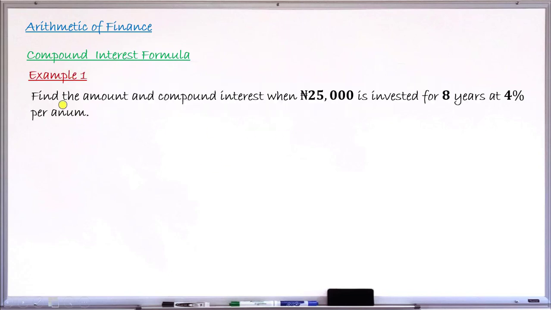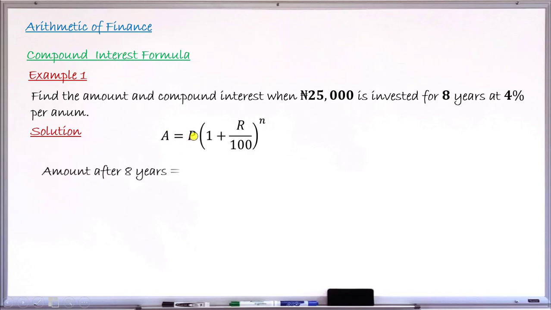Example number 1 says: find the amount and the compound interest when 25,000 naira is invested for 8 years at 4% per annum compound interest. So, solution to this problem. Writing the formula, amount A equals P multiplied by the bracket. What is in the bracket is 1 plus R over 100, and outside the bracket, raised to the power of n. So the amount after 8 years, n will be 8. P is 25,000. R is this 4%.